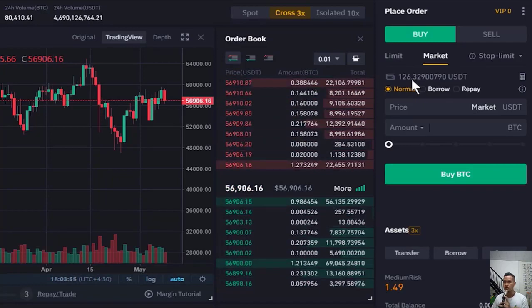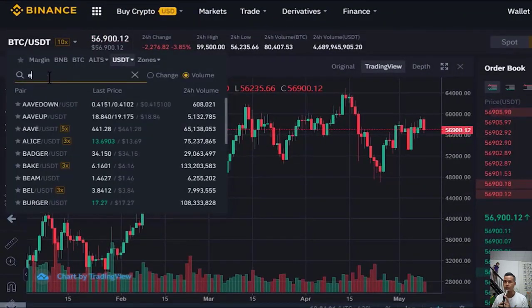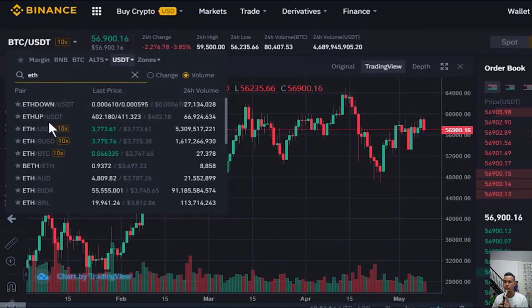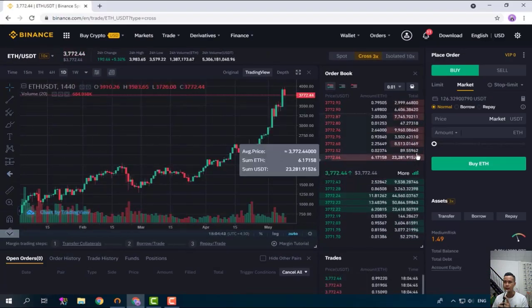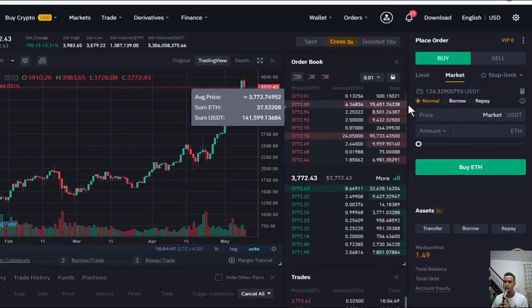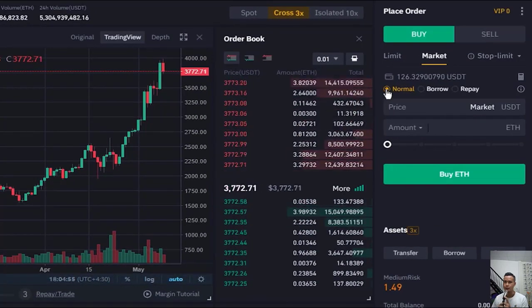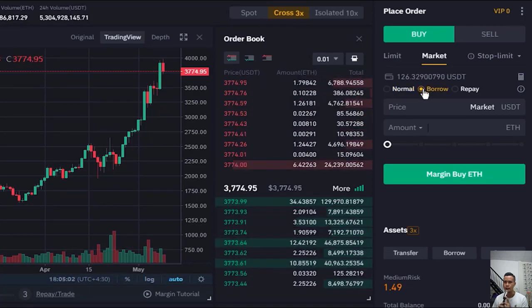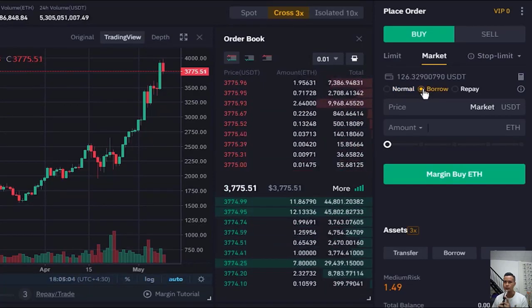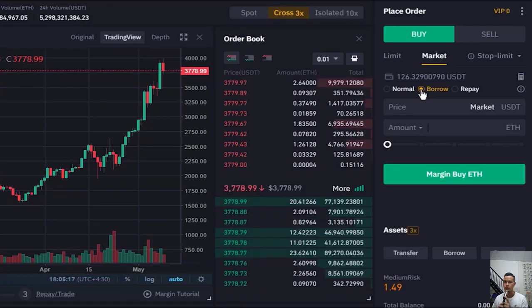We want to buy Ethereum now because this is cross margin. We can do this. Let's select Ethereum, ETH USDT. Here it is. Please pay attention in this case that we have an open position. If that open position is in profit, it increases our margin balance and we may be able to borrow more by selecting borrow while placing our orders. I'll explain this kind of borrowing later, so don't worry about this.